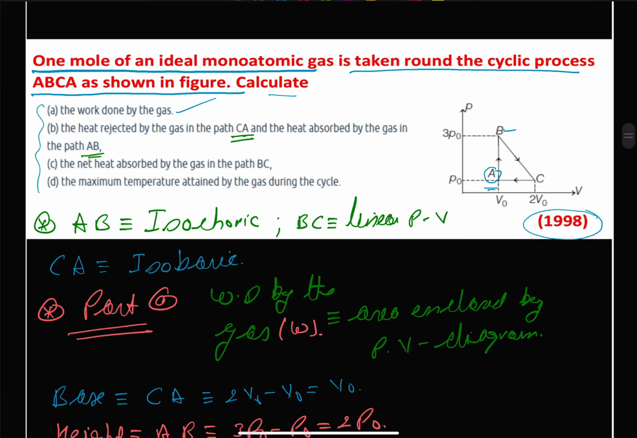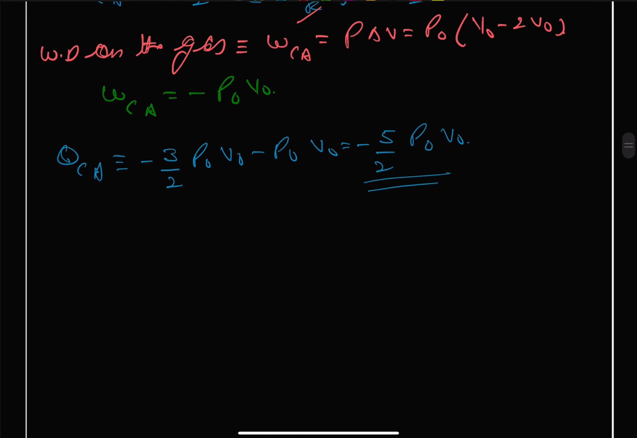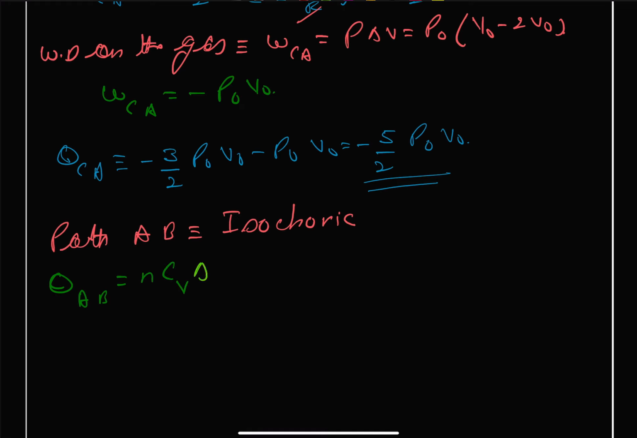and path AB is our isochoric. You can say path AB, which is our isochoric. And same equation, QAB will be equal to, because it is at constant volume, work done will be equal to 0. So therefore we can write this directly as N C of V and delta of T.